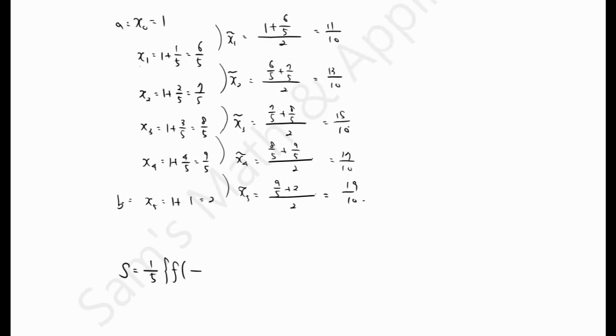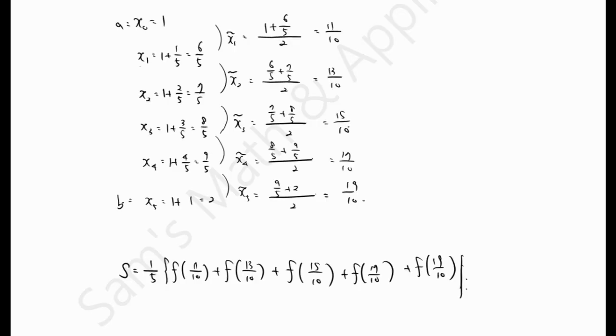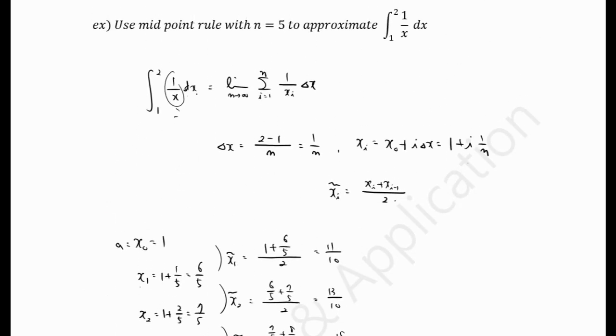So the definite integral is approximated by the Riemann sum. The base is 1 over 5, times f of 11 over 10 plus f of 13 over 10 plus f of 15 over 10 plus f of 17 over 10 plus f of 19 over 10. This is the answer. Here f of x, the integrand, is 1 over x. Calculating this, it is approximately 0.6919.